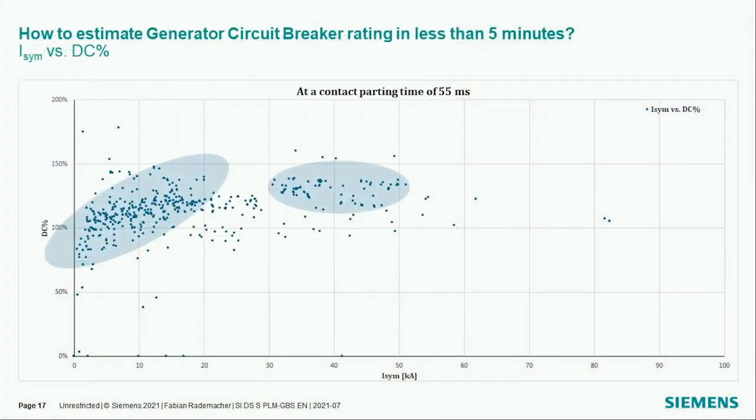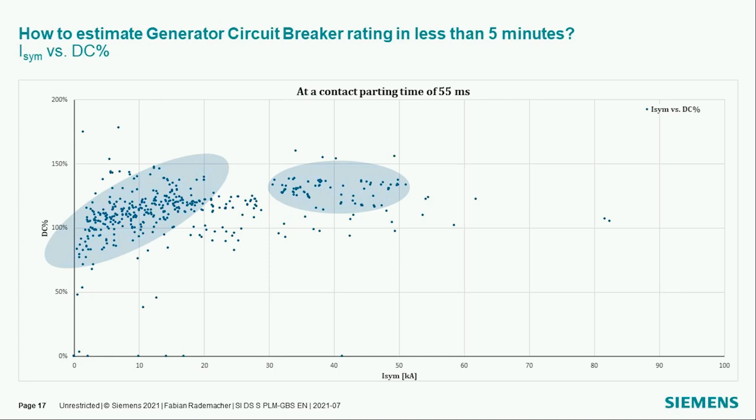And then what we can see here is the relation between the symmetrical breaking current and the DC percentage. So between 0 and 20 kA of symmetrical breaking current, we have a huge cluster of DC percentages up to roughly 120%. And then a higher symmetrical breaking current will lead to a slightly higher DC percentage, up to a value of approximately 130%. It's good to know that our generator circuit breakers are all type tested with a DC percentage of 130%.